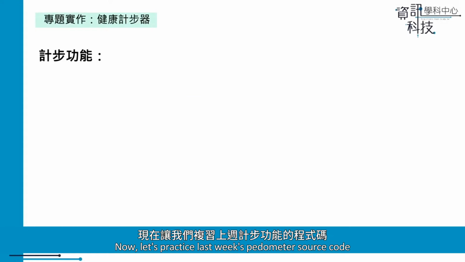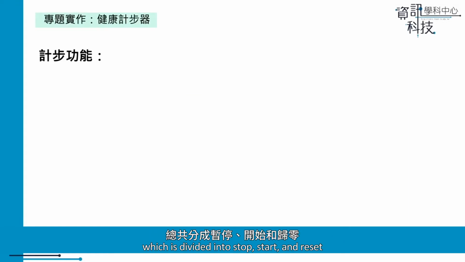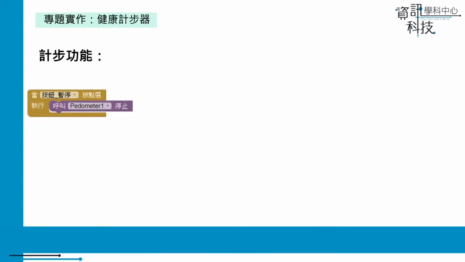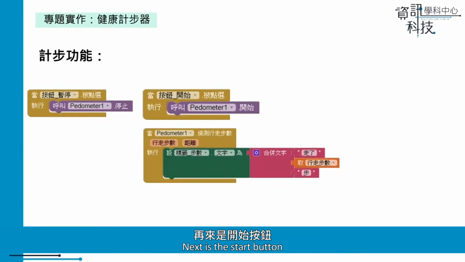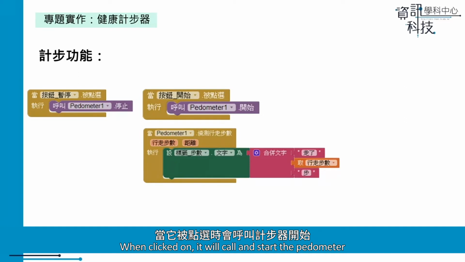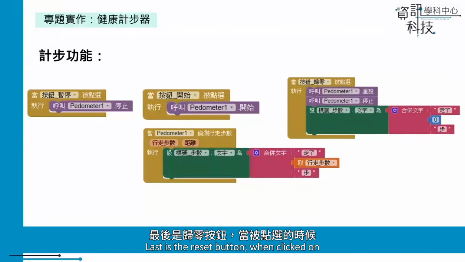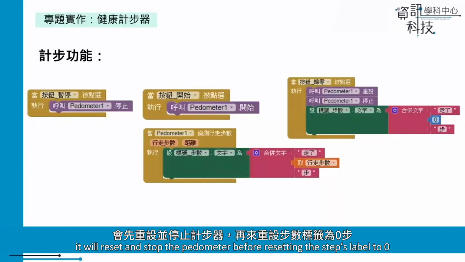Now, let's practice last week's pedometer source code, which is divided into stop, start, and reset. When the stop button is clicked on, the pedometer will be stopped. Next is the start button. When clicked on, it will call and start the pedometer to detect the steps and display them on the screen. Last is the reset button. When clicked on, it will reset and stop the pedometer before resetting the steps label to 0.